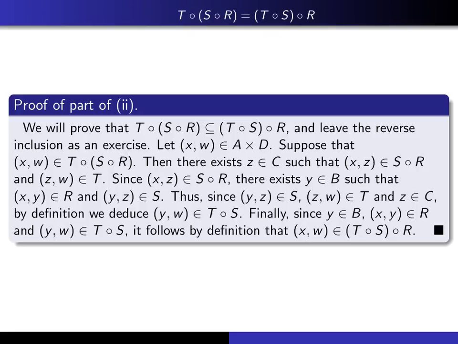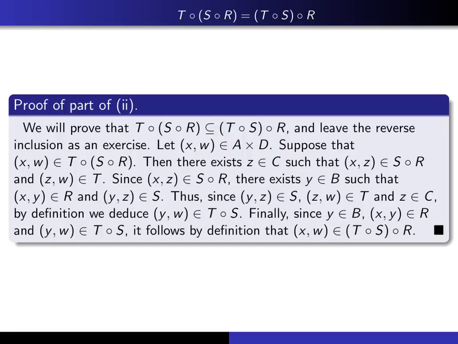Well, here's my proof. I'm going to prove this inclusion here. So now remember that this is a relation from A to B, B to C, C to D. So this taken together is a relation from A to D. So I begin by giving myself an xw in A cross D, and I assume then that it lies in the left-hand side. And I have to prove ultimately that it lies there.